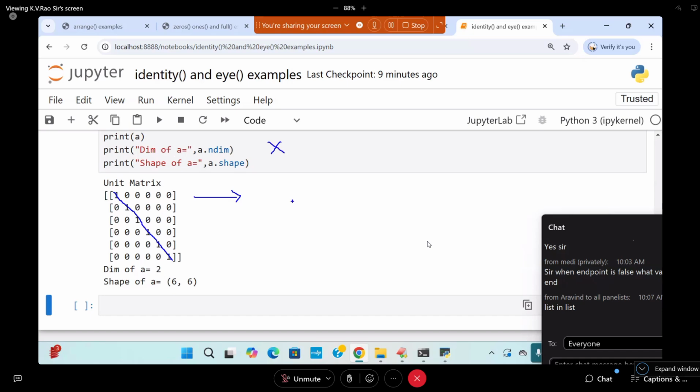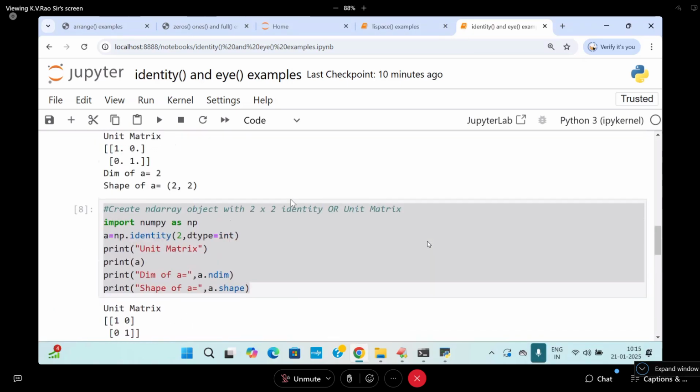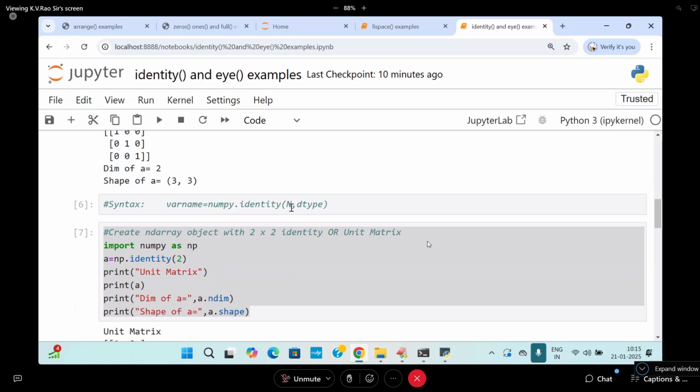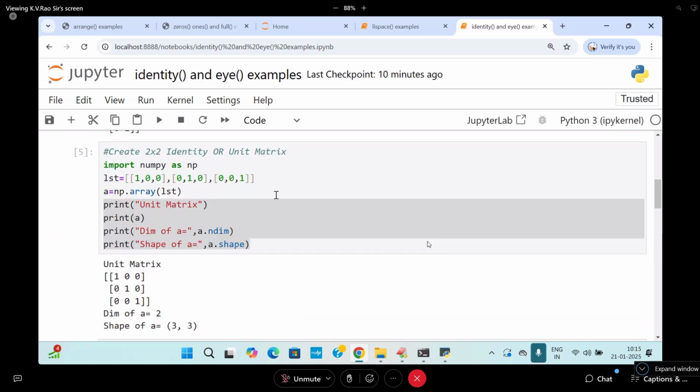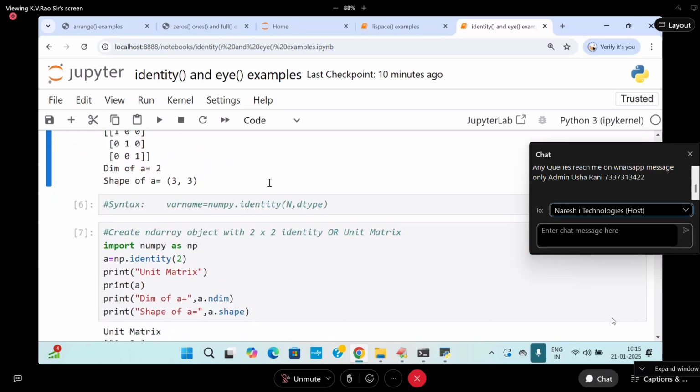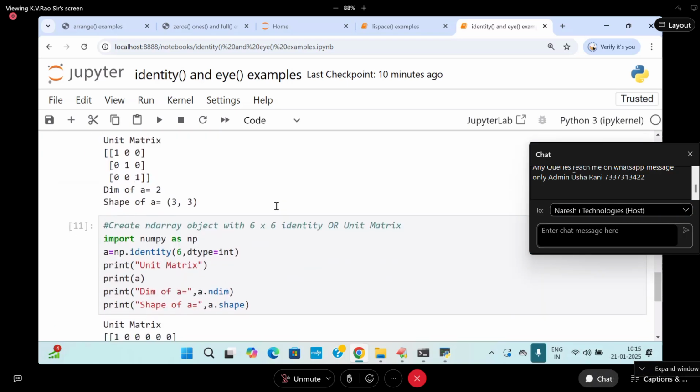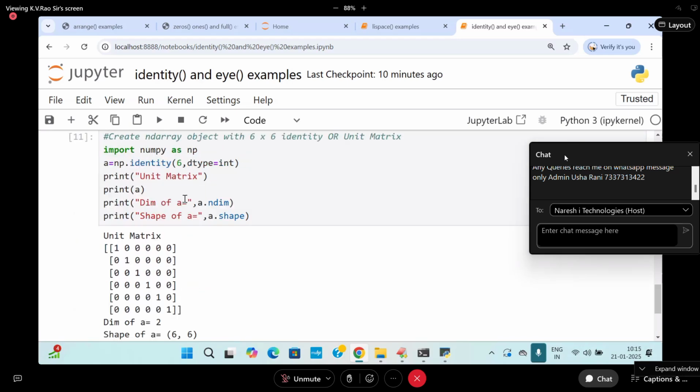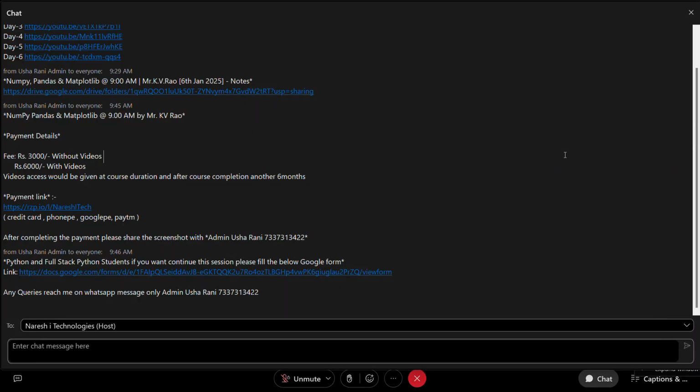You have to write a list in a list. If we go through it like this with the array function, it is very complicated. Up to 2 by 2 and 3 by 3, okay. From 4 onwards, it is going to be complicated. That's why I'll go for the identity function. Is it clear?